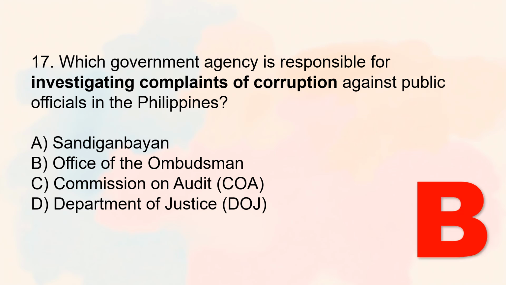The best answer is letter B. Office of the Ombudsman is the independent body responsible for investigating complaints for corruption, misconduct, and abusive powers by public officials. Letter B is the best answer. Sandiganbayan is a special anti-graft court that hears cases but does not investigate them. COA conducts audits of government finances but does not prosecute corruption cases. DOJ handles prosecution but does not focus exclusively on corruption investigation, only Office of the Ombudsman.